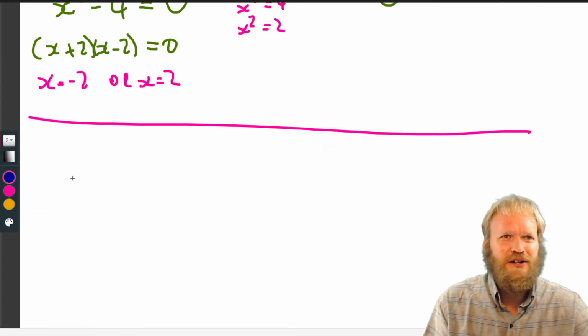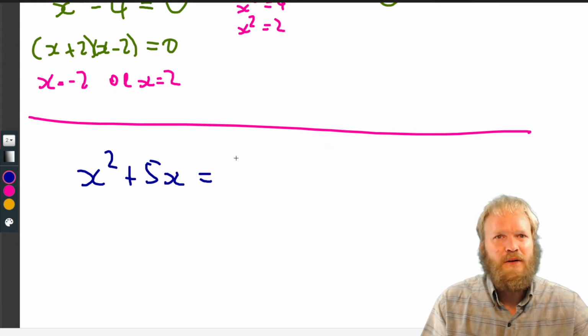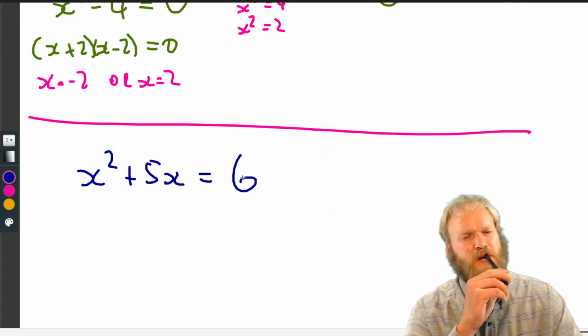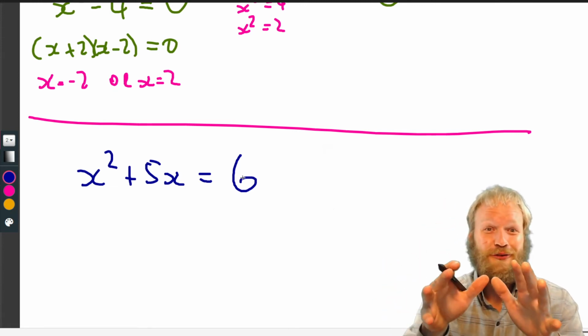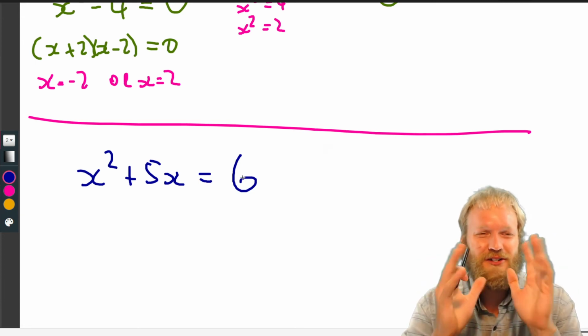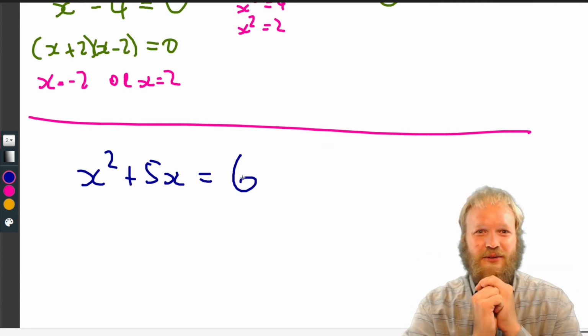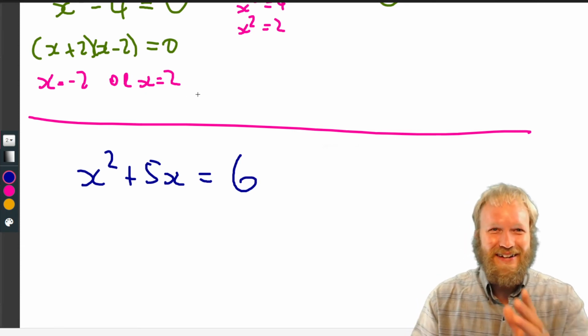And our question is going to be x squared plus 5x equals 6. How about that? Okay, so talk me through, or maybe not talk me through, type down just everything that you think about in solving that quadratic equation. Okay, I'm pausing, but of course it's going to pause for you.